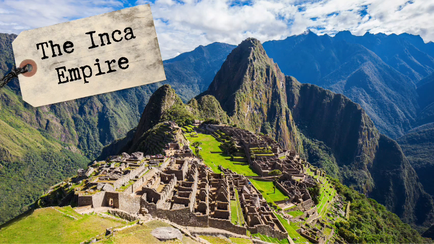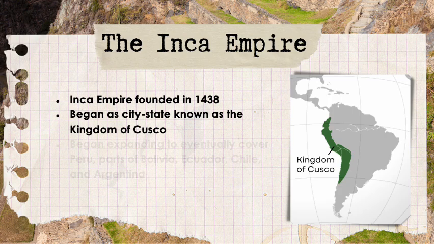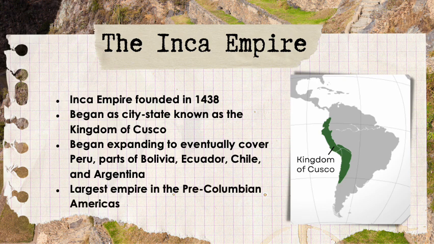All right, so let's go ahead and examine the Inca Empire. Pictured here is the famous Machu Picchu ruins of the Inca Empire in Peru. So the Inca Empire was located in South America and expanded to cover areas in the Andes Mountains that included present-day Peru, Bolivia, Ecuador, Chile, and Argentina. The political center of the empire was Cusco, a city in present-day Peru that began as a city-state before expanding into the greater Inca Empire. This was the largest empire in the pre-Columbia Americas.